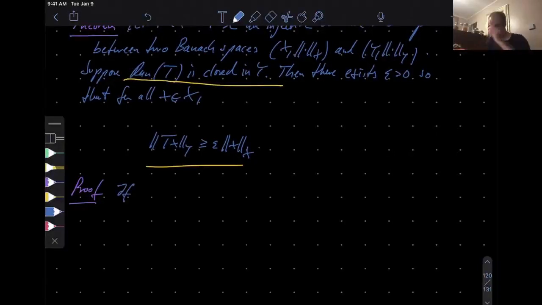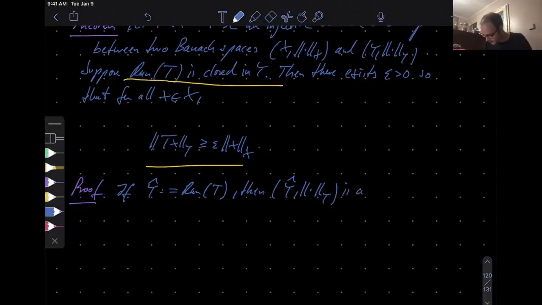Well, for the open mapping theorem, we need something surjective, right? So if Y hat is the range of T, then remember the range is closed, so that makes it then itself a Banach space that I can equip with the original norm on Y, and this guy is a Banach space. And T, whose codomain I now restrict to the range, is obviously onto, is surjective.